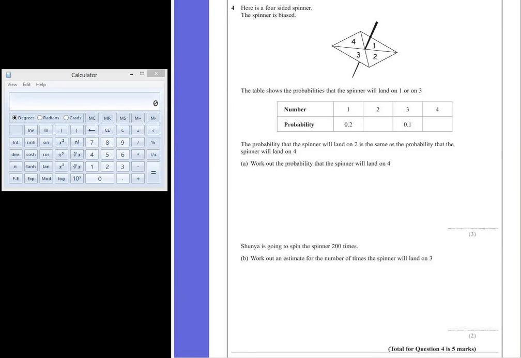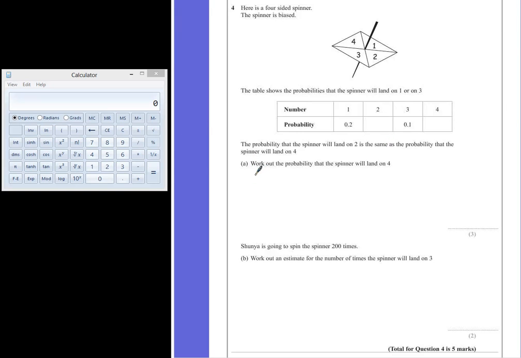Question 4. Here is a four-sided spinner. The spinner is biased. The table shows the probabilities that the spinner will land on a 1 or a 3. The probability that the spinner will land on 2 is the same as the probability the spinner will land on 4. Part A. Work out the probability that the spinner will land on 4.